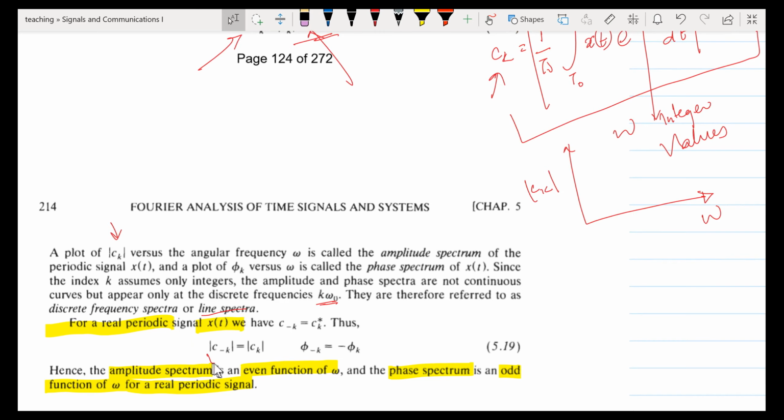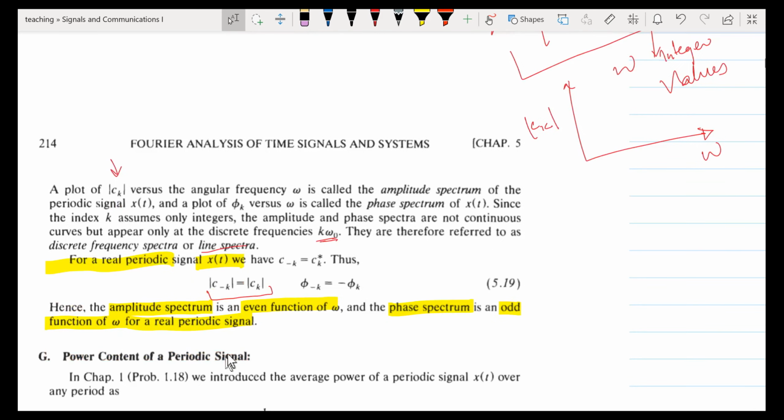And of course, we know by definition that the magnitude of C minus k is equal to the magnitude of Ck, and phi minus k is equal to negative of phi of k. From that statement, we can say that the amplitude spectrum, defined by the magnitude of Ck, is going to be an even function, and the phase spectrum, phi of k as a function of omega, is going to be an odd function for a real periodic signal.